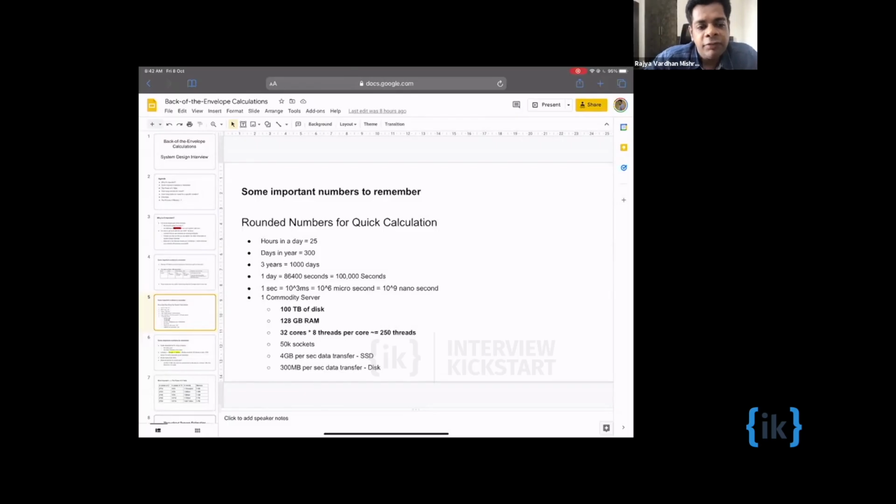In one day, we have 86,400 seconds, but we can take it as 100,000 seconds. This one we all know, but we should keep it at the top of the head so that we don't have to recollect it during the interview. It is just served from the cache directly, that 1 second is 1000 milliseconds and 10 to the power 6 microseconds.